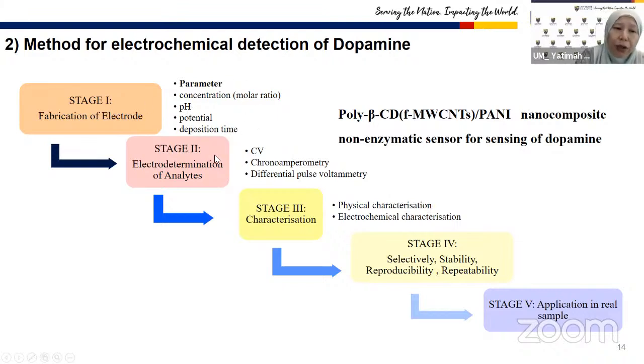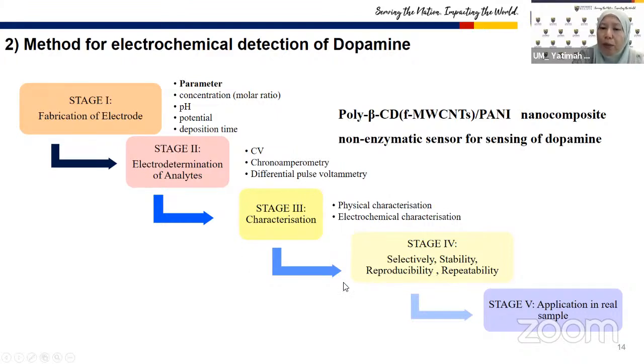The next stage is electrodetermination of analytes, because this is where you want to look into the performance. You are studying using a few electrochemical methods. In this case, you can use cyclic voltammetry, chronoamperometry, and differential pulse voltammetry. I hope that you have heard about these methods. And then the third stage, you are doing characterizations, either physical or electrochemical, depending on your type of target application.